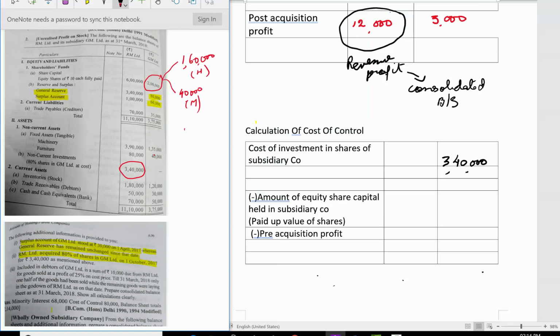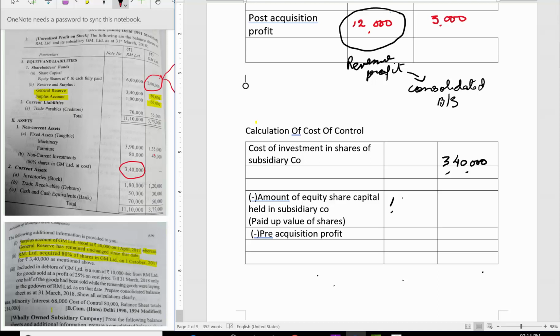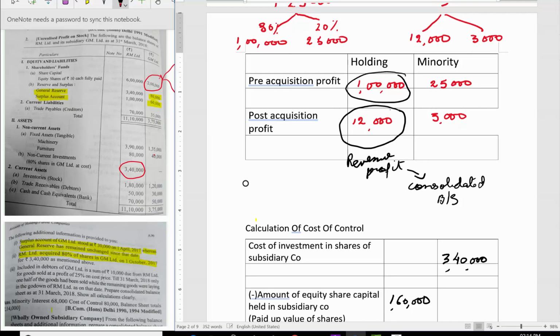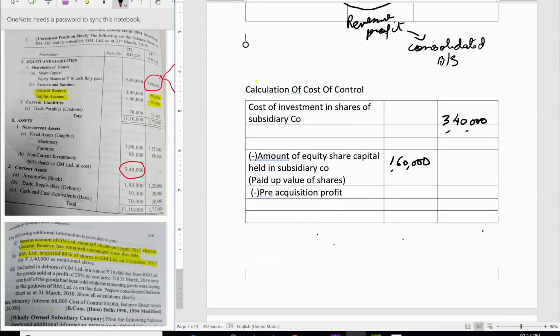So amount of equity capital held by subsidiary company comes at 1,60,000. In the above working note, we have found out pre-acquisition profit as 1 lakh, which would also be written over here. The total comes as 2,60,000. 3,40,000 minus 2,60,000 comes as 80,000, which is goodwill.